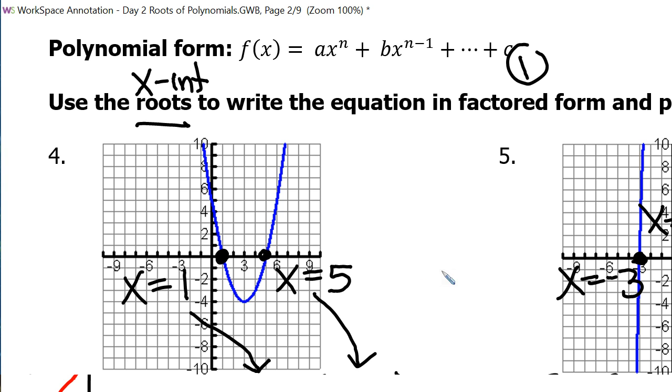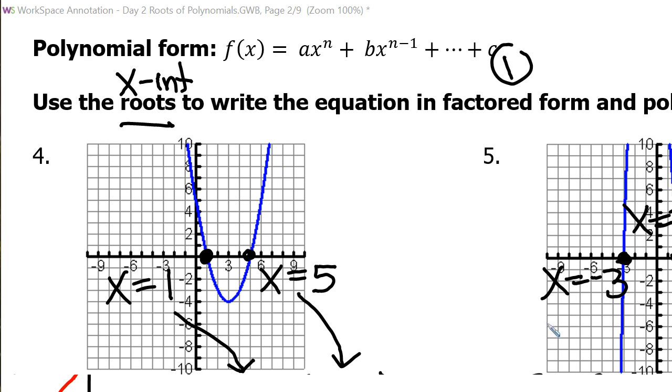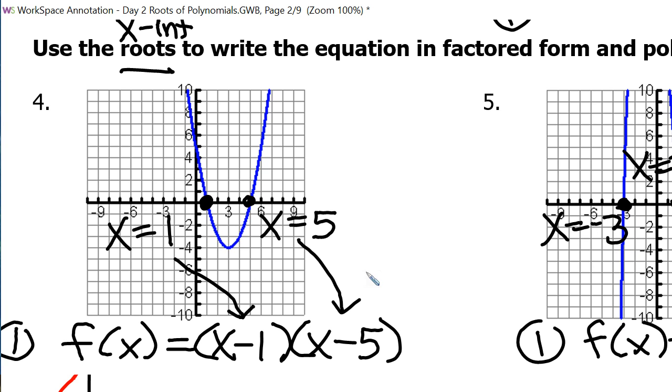So for the factored form, I need 3 sets of parentheses. And I go left to right, and that's what my answer C will look like. So the minus 3, how do I write that in factored form? X plus 3. And the positive 2, how do I write that in factored form? X minus 2. And the 4, how do I write that in factored form? X minus 4.